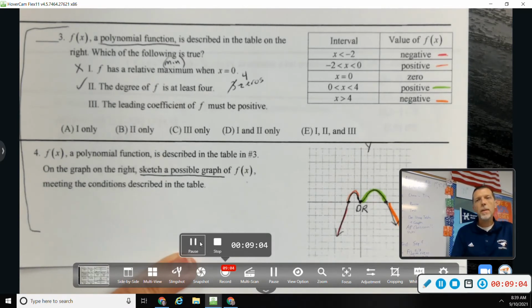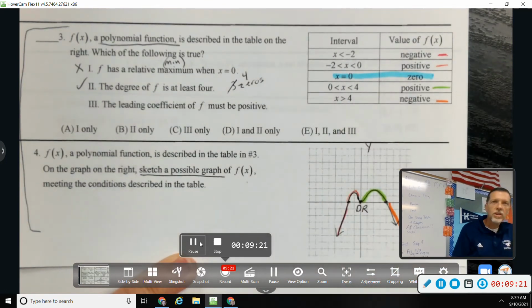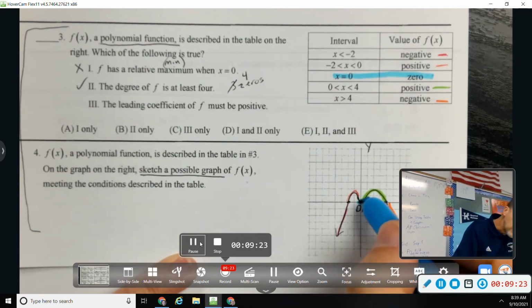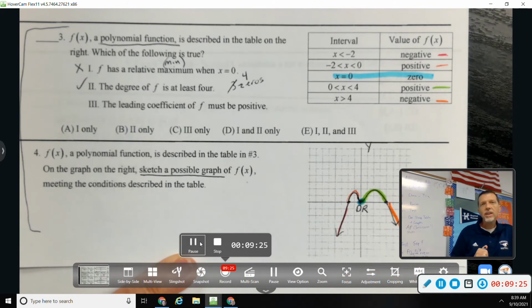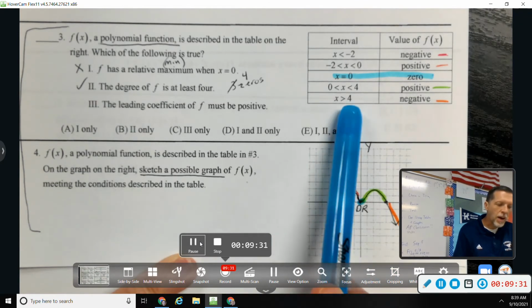On the graph, how come between 0 and 4 you go back down? Why don't you just keep going up positively? Go back to x equals 0. Oh, because it told us that when x equals 0, we're at 0. So I had to put a point there. I mean on the next one. On 4, why is it back at 0? Because it ends up negative, because past 4 we're negative.